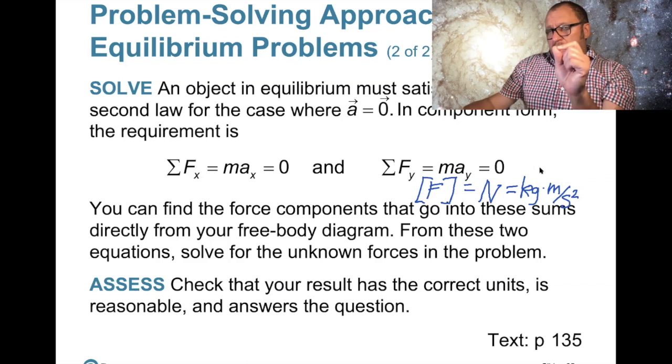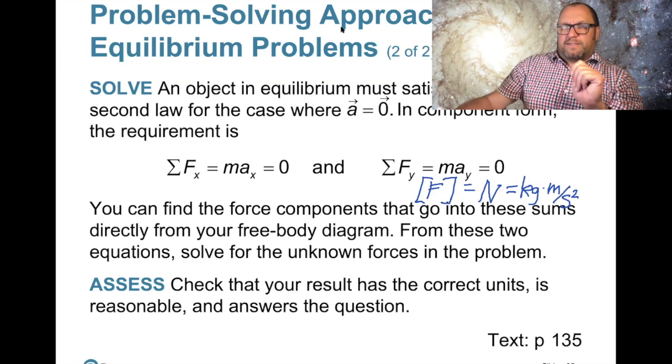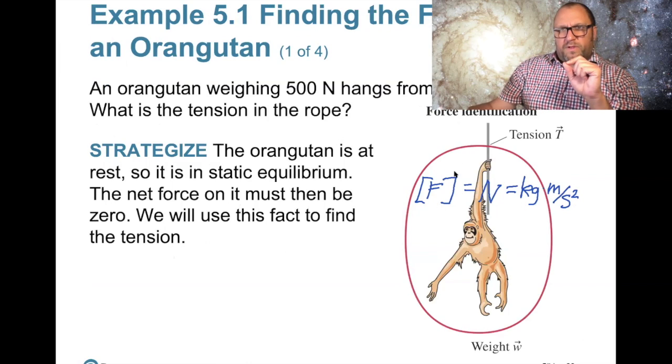If you don't end up with kilograms times meters per second squared, you probably did something wrong. If you have meters per second, not right. There is definitely an issue. So check your units. See if you have force. 1 Newton is kilograms times meters per second squared. Okay, let me erase this stuff.